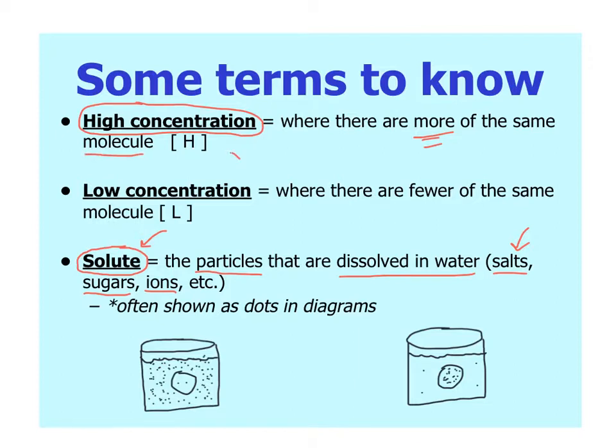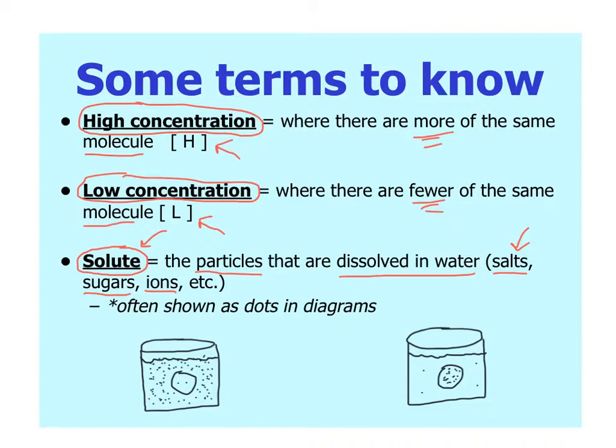That is a high concentration. We always just write a little H like that to say it's a high concentration of salt or sugar or an ion or oxygen, whatever. Now, kind of the opposite of that is low concentration of the solute. So that is where there is fewer or less of the same molecule. And we signify that with an L.